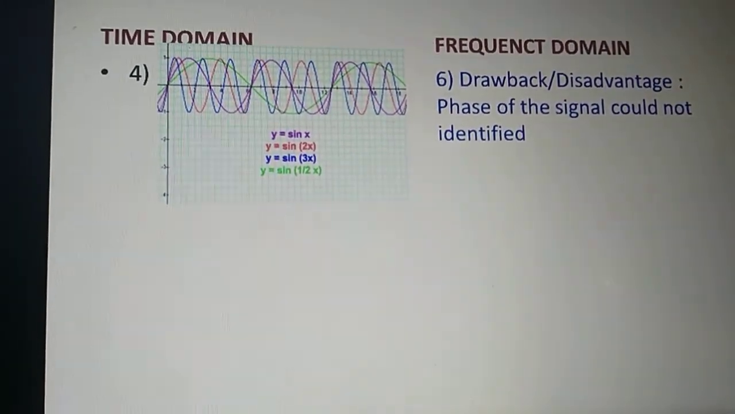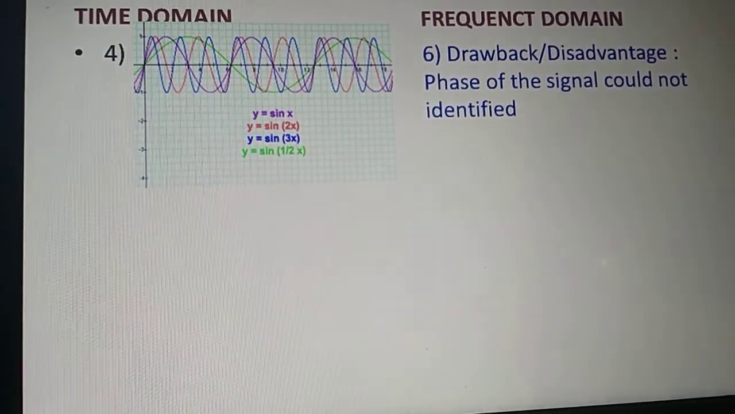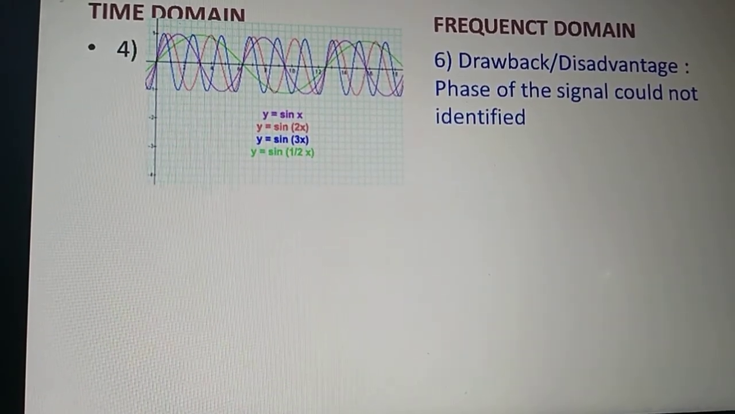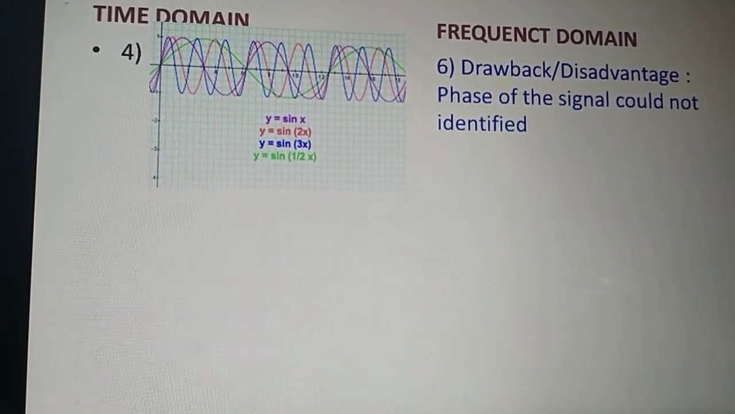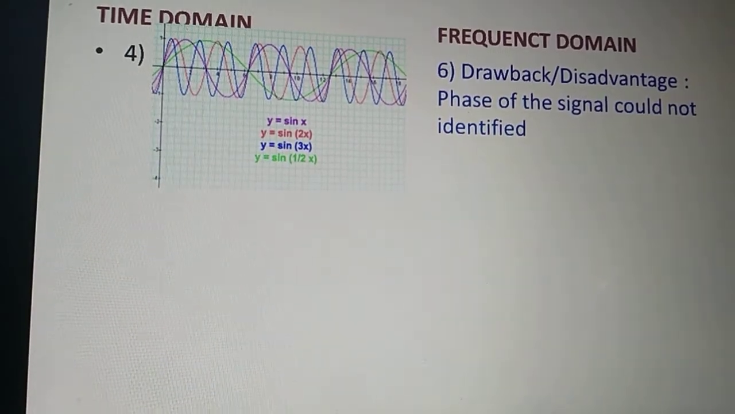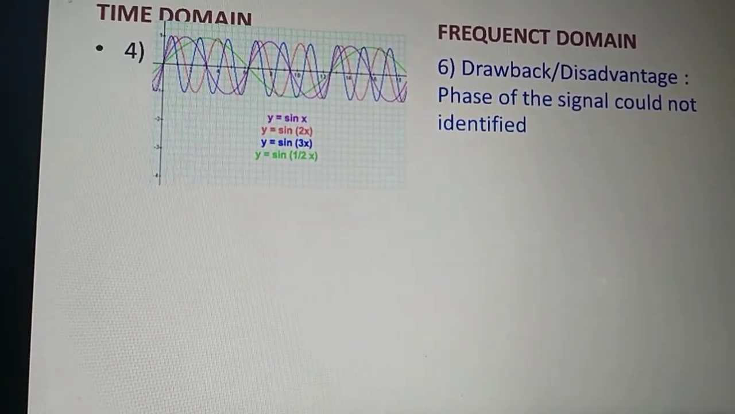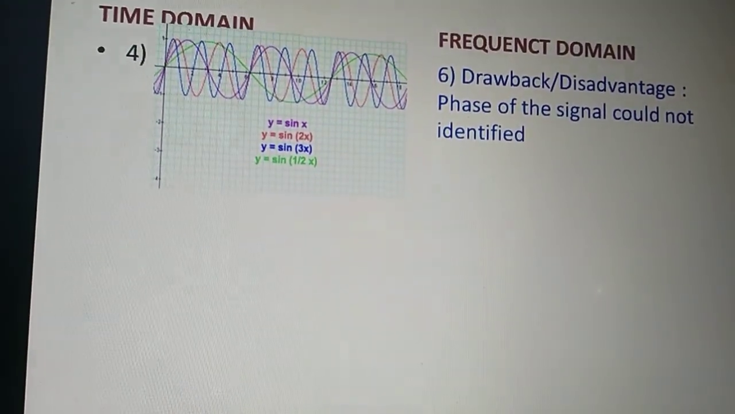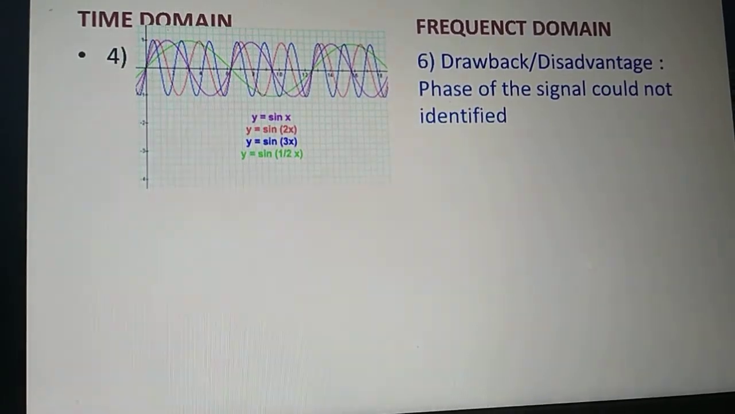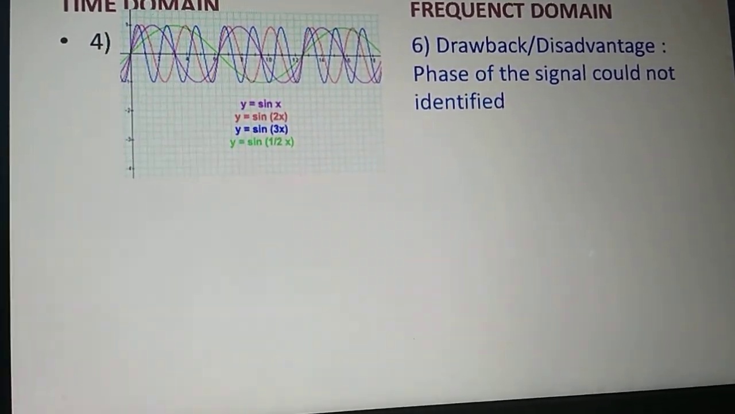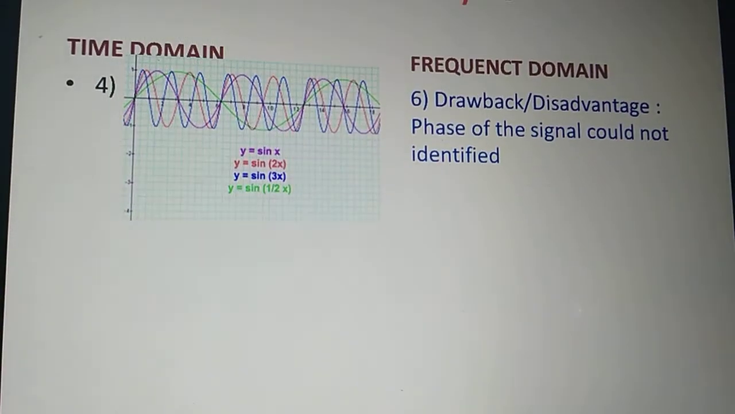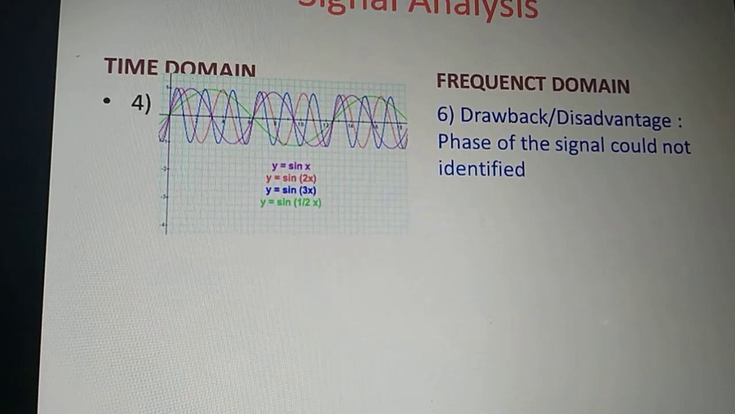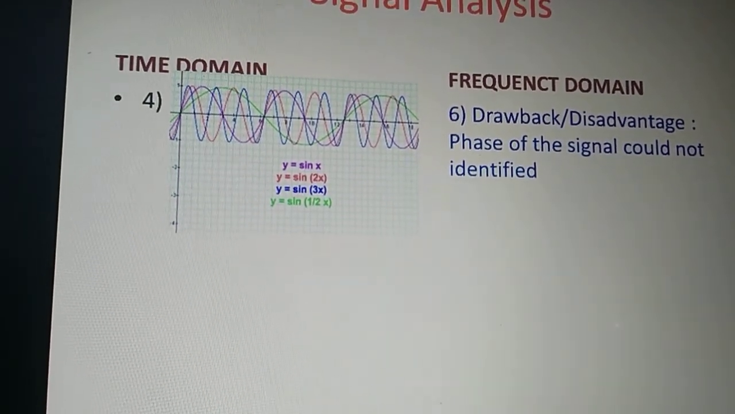The only drawback of frequency domain analysis is that the phase calculation of the signal is not simple, and it's impossible. Therefore, you can say this is a disadvantage for frequency domain analysis. Thus, time domain analysis and frequency domain analysis ends here. Hope you have understood the concept of signal analysis in two different domains, that is time domain and frequency domain.